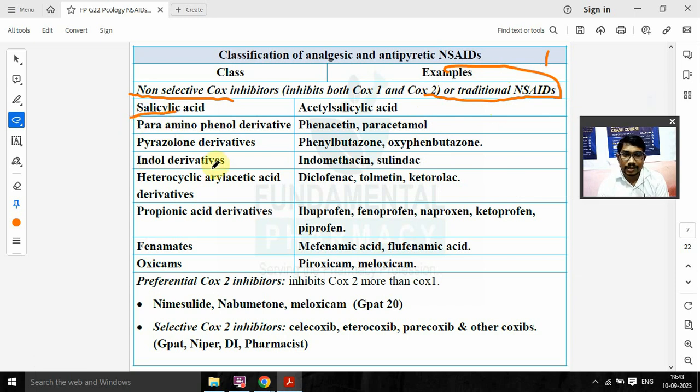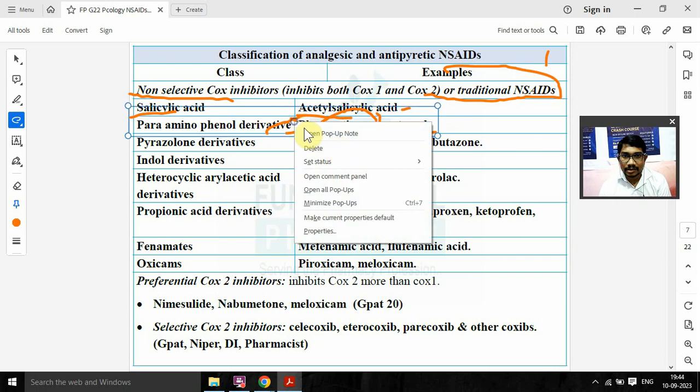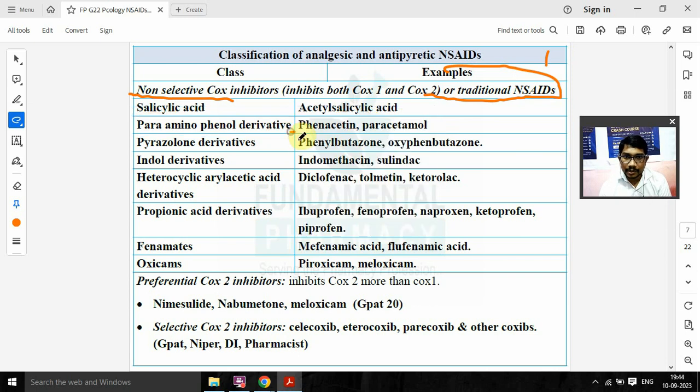So in that, salicylic acid derivatives like acetylsalicylic acid, then methyl salicylate, flufenisal, diflunisal, etcetera. In para-aminophenol derivative, in that you have phenacetin and paracetamol. Phenacetin was first discovered, and the active metabolite of phenacetin is paracetamol. Paracetamol is the active metabolite of phenacetin, but phenacetin has numerous adverse effects. That's why it is no more used. It is banned. Phenacetin has been banned. So phenacetin is a prodrug of paracetamol. And there is one more, benorilate.